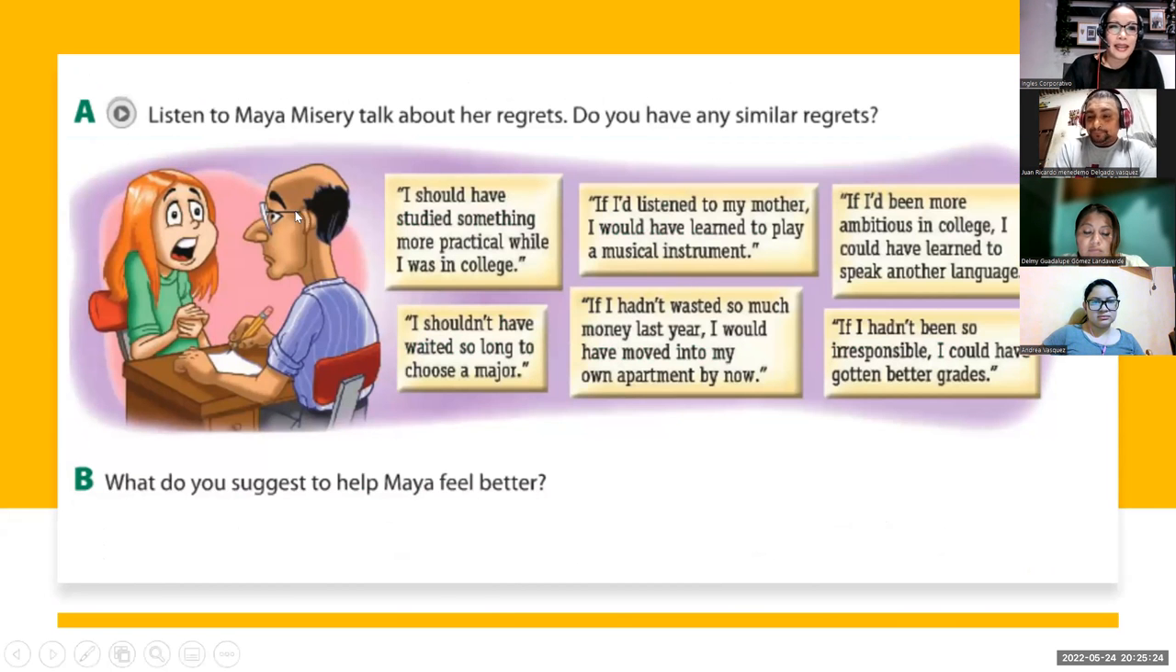So now, let's see. That's a funny name, right? Maya Misery. Talking to her psychologist, probably. Expressing all the things that she regrets. So what do you suggest to help Maya feel better? She regrets all these things. What do you suggest? Suggestion for her?